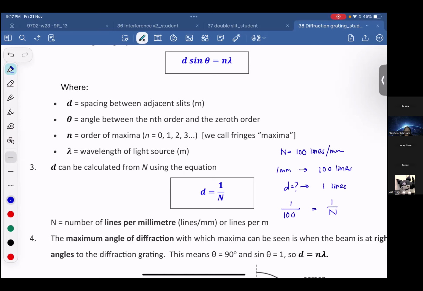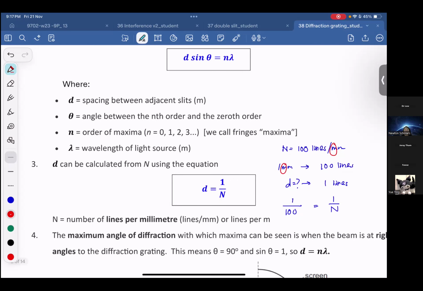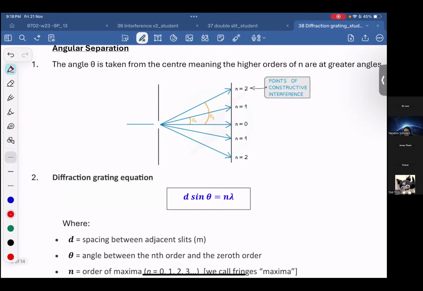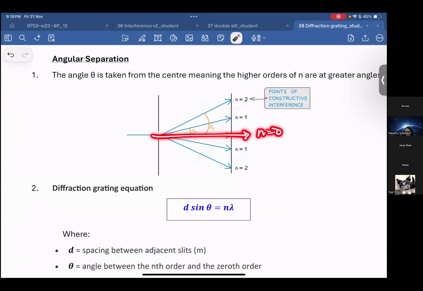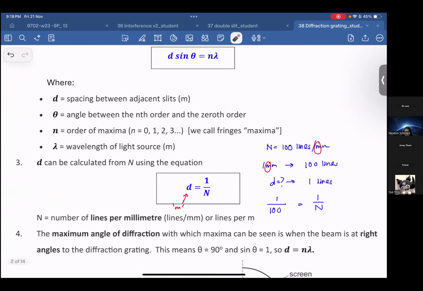So to calculate the distance between the slits, the very, very small holes, you use 1 over N. But of course, here it is mm. At the end, we need to convert it to m, not mm, before we use it in the formula. So d we know already, calculated by 1 over N. Sine theta, theta is the angle measured from the center, n equals 0. When first order, this is the angle. When we measure for the second order, from 0 until the second, n equals 2. So n is the order of maxima.